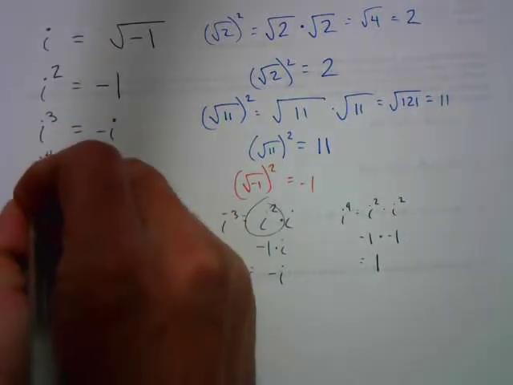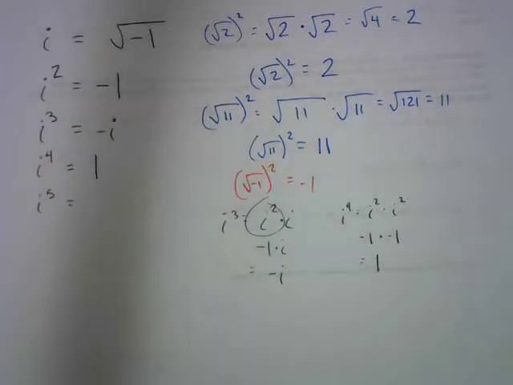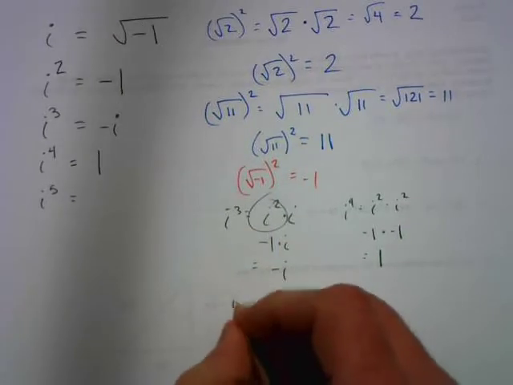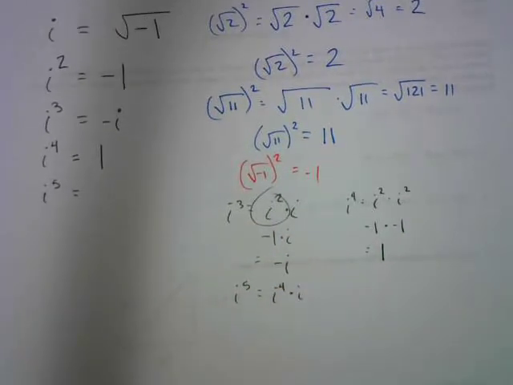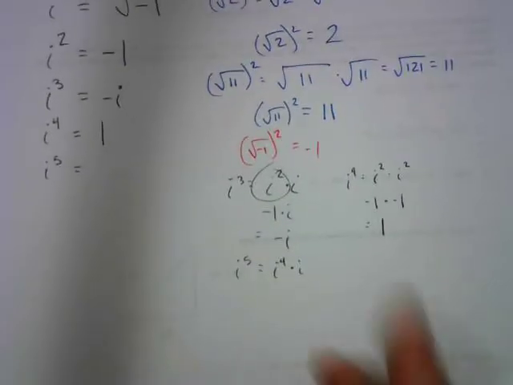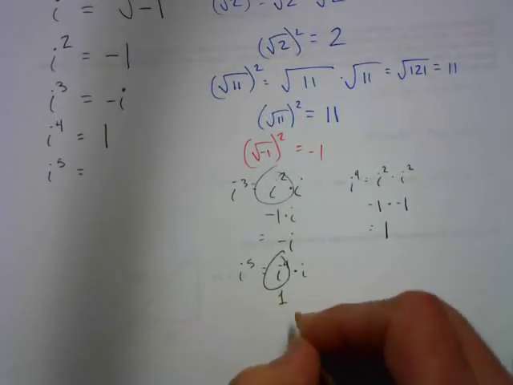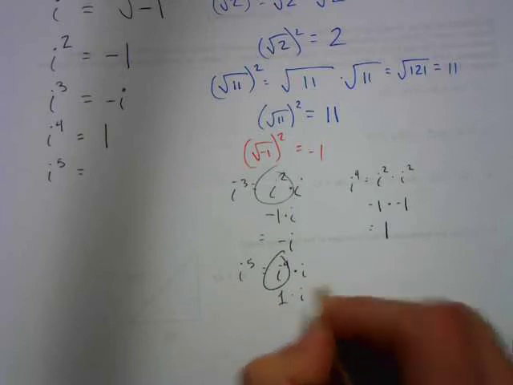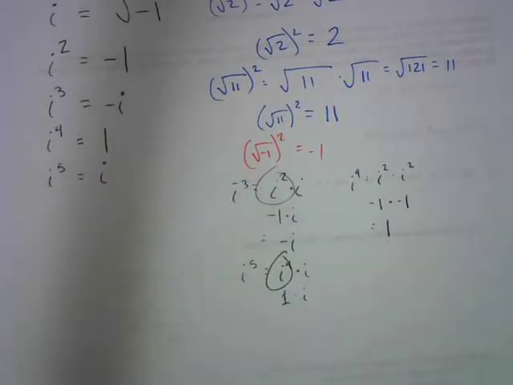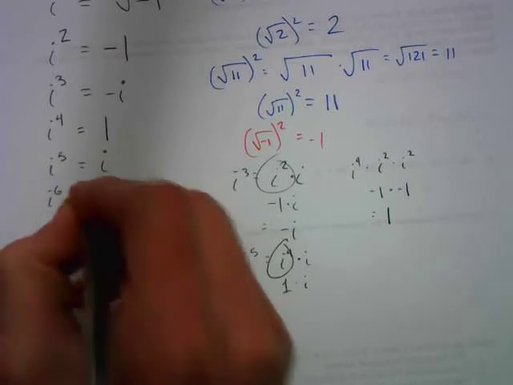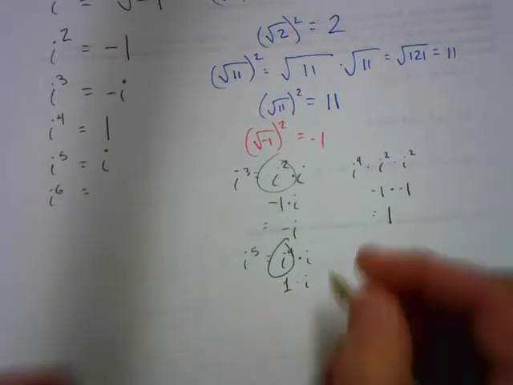What about i to the fifth power? This is going to be crazy. Isn't i to the fifth power i to the fourth power times i? Why, yes, it is. And isn't i to the fourth power 1? Why, yes, it is. And 1 times i is i. Wow. What about i to the sixth power? Let's keep going in this until we get crazy.